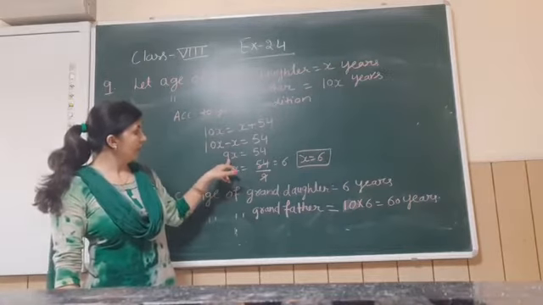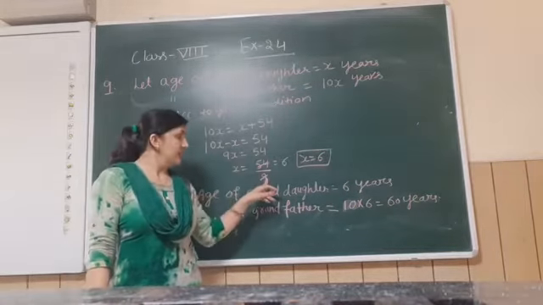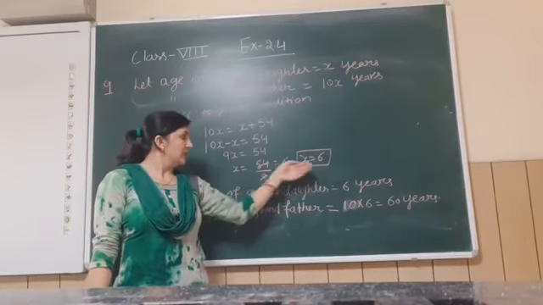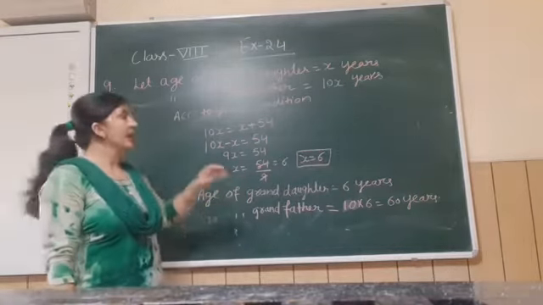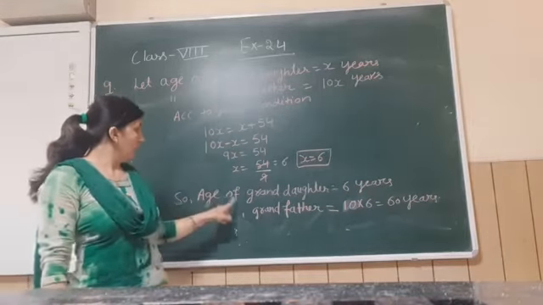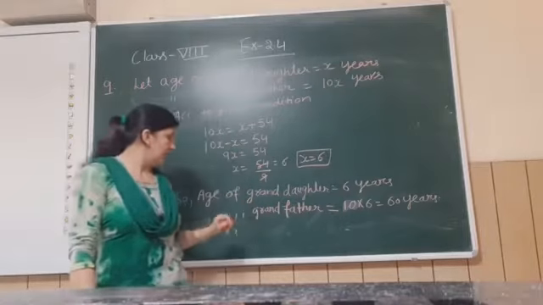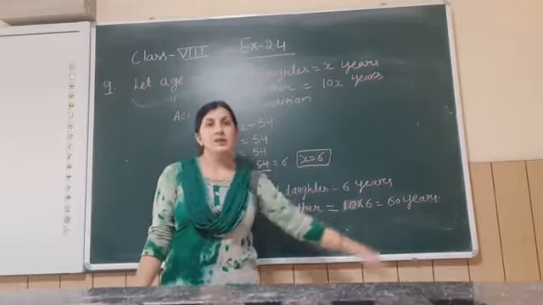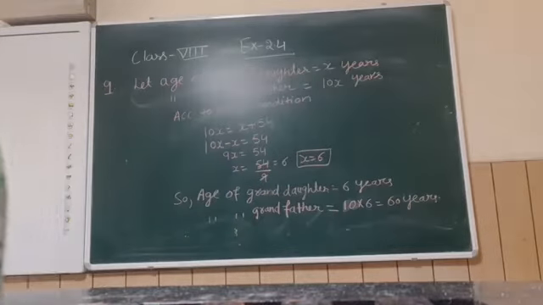x is equal to 54 divided by 9; 9 is in multiplication, so we take it to the other side and it goes into division, and the answer after calculating is x equal to 6 years. And what is this x? This x is the age of the granddaughter. So the age of the granddaughter is 6 years, and the age of the grandfather is 10x, 10 multiplied by 6, which is 60 years.